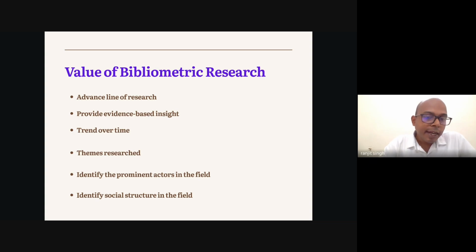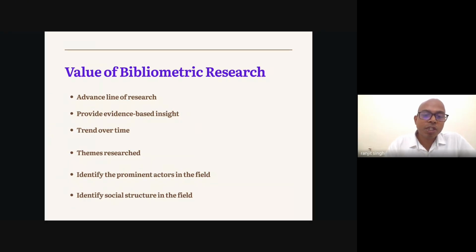And next it identifies the social structure in the field. Generally, social structure means the collaboration in the field. So in the bibliometric analysis, we can show how the authors of India collaborated with other countries and how other countries have collaborated with India. And the collaboration can be depicted through author, through country, and through institution.